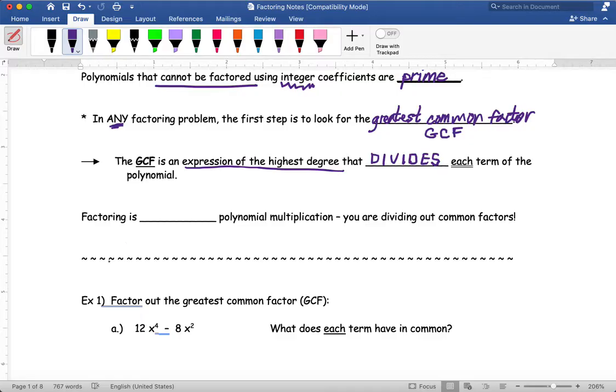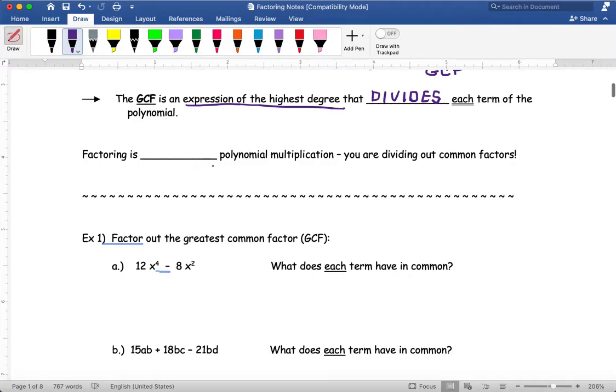And we're going to get to some examples. Like if you look down here, 12x to the power 4 minus 8x squared. This is a polynomial. And I want to take out the GCF. So I'm going to look for the biggest thing that divides 12x to the power 4 and 8x squared. All right. Factoring is reversing multiplication, aka it's division. Factoring is reversing polynomial multiplication. You're dividing out common factors.